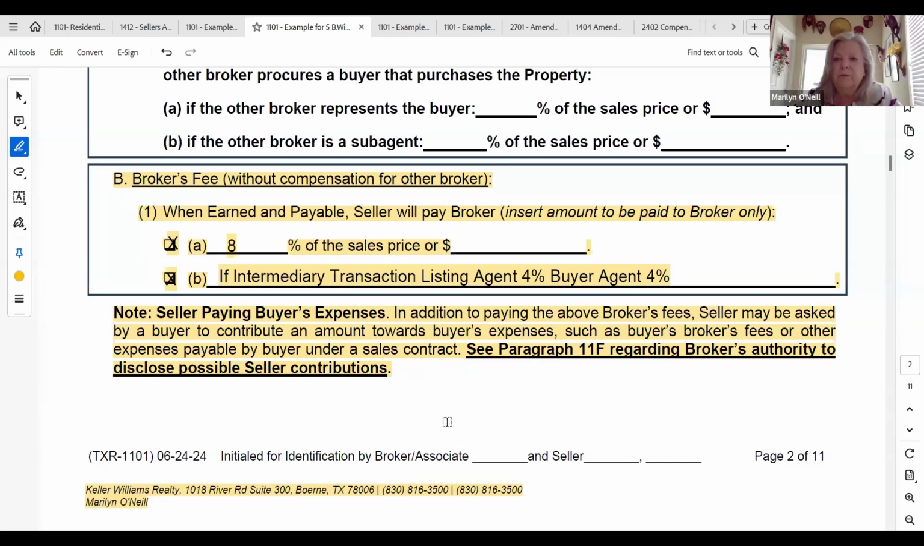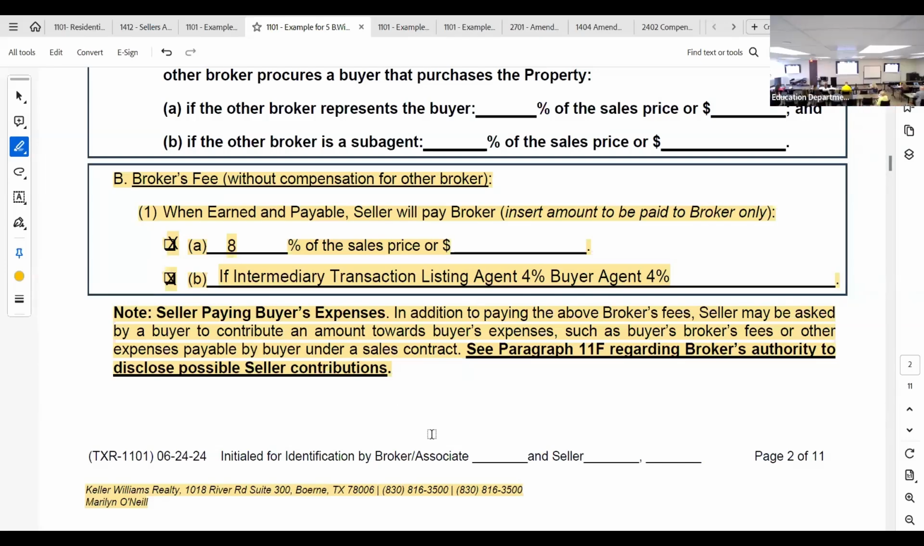Okay. Thank you. And if your investor will allow the broker to be intermediary, you'll probably notate something like I have in B1B. Okay, thank you.